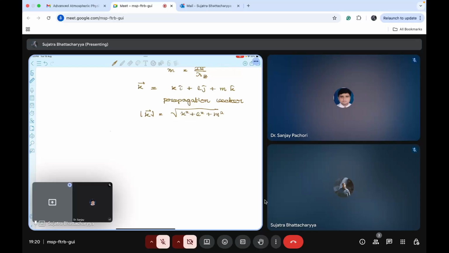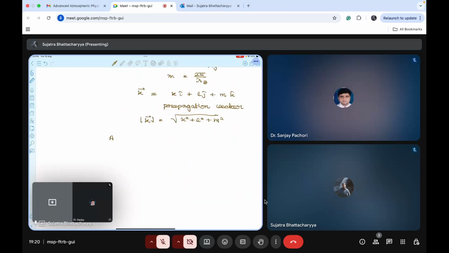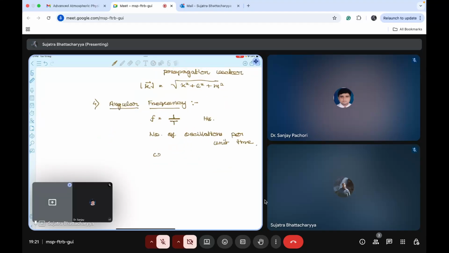Next is the angular frequency. This is the fourth one. So simple. What is frequency, by the way? Frequency f is equal to 1 by T, the time period, per unit time. The SI unit is hertz. So it is nothing but the number of oscillations per unit time. That is your frequency. And for the angular case, you just have omega, which is 2 pi by T. We have used this many times, particularly for geostationary satellites and all those things. Okay, so that's all.